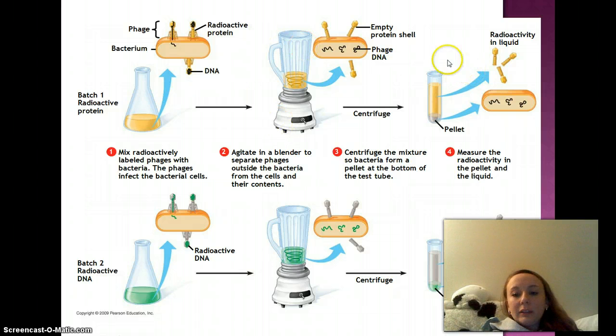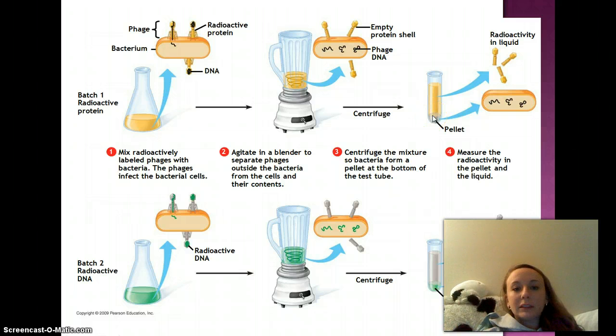So then in the end, at the very bottom here, we have what's called a pellet. These are just the bacteria that sink to the bottom, and then all the viruses float to the top. So you notice that the viruses floating at the top, that's all yellow. So then when they looked at the cell, they didn't see any radioactive sulfur in the cell whatsoever. So they could then conclude, well, it's not protein that's being inserted into this bacteria.